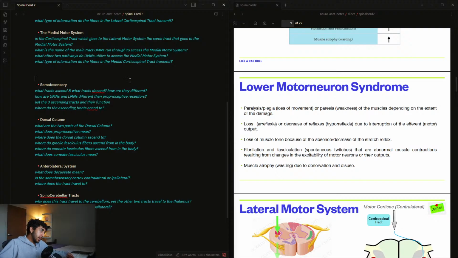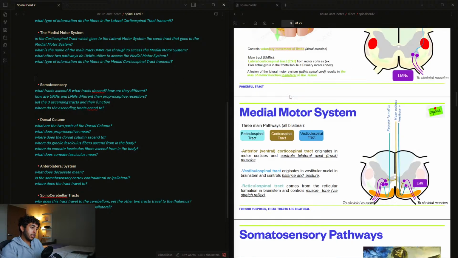What tracts ascend and what tracts descend? How are they different? Oh gosh. Somatosensory tracts ascend to the brain. Motor system tracts descend from the brain because the motor systems are going to move somehow. Sensory systems are what send the signals to the brain. I should know the tracts though.